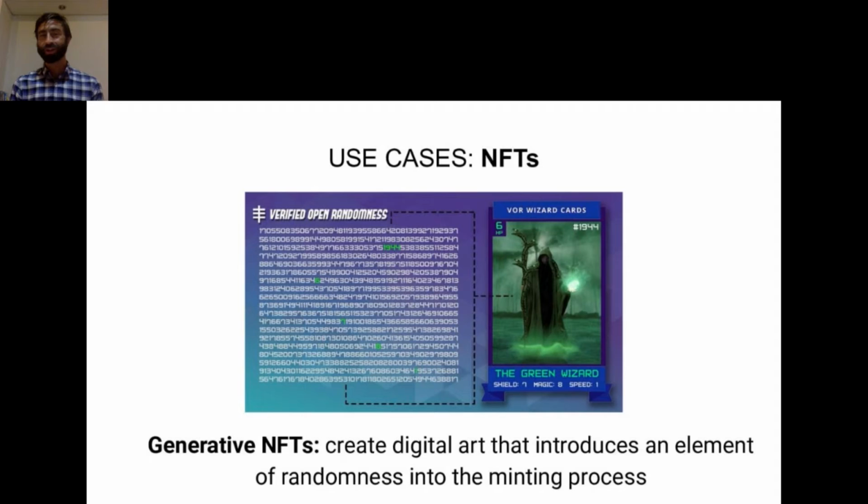So that is a brief summary of the three cool use cases that we're seeing for verified open randomness at the moment. But of course, as a perfectly decentralized open API platform, the sky's the limit. It's up to all of our imaginations to find use cases for this, just as we've been doing for decades with computers.